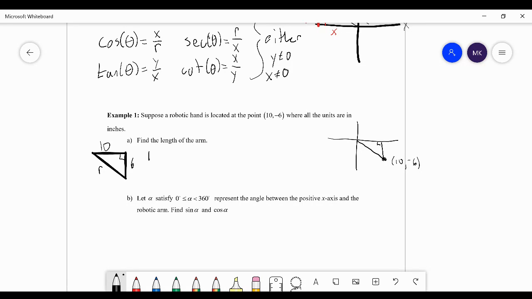We can use the Pythagorean theorem to find this radius, or the length of the arm. So we simply have 10 squared plus 6 squared equals r squared. We can use our calculators to solve this out. We get that our radius is equal to the square root of 100 plus 36, which is about 11.66 inches. So the length of our arm is about 11.66 inches. Pretty cool.